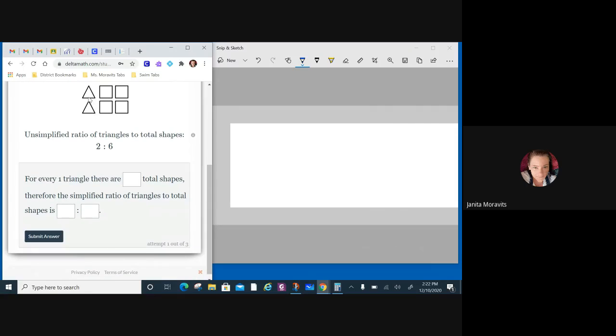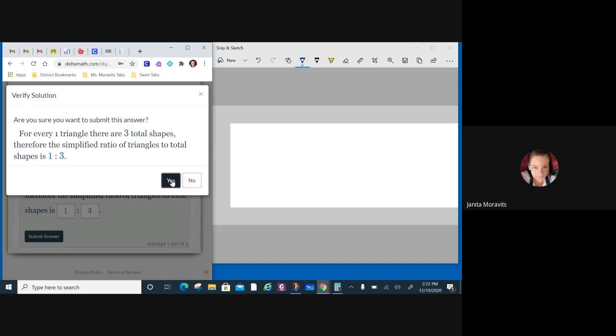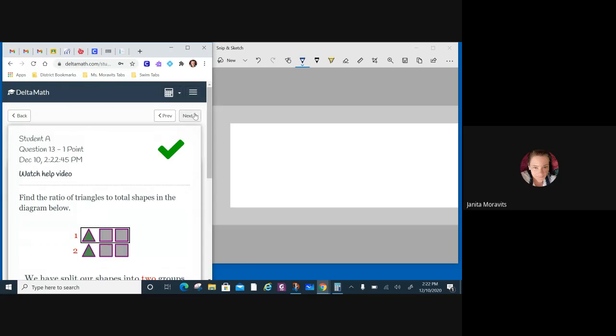All right, now for every 1 triangle, there are how many total shapes? Not squares, but total shapes. So for every triangle, there are 1, 2, 3 total shapes. Therefore, the simplified ratio is 1 triangle to 3 total shapes.